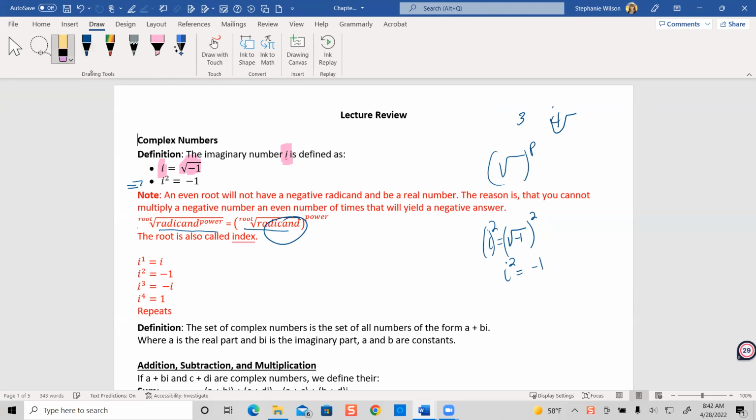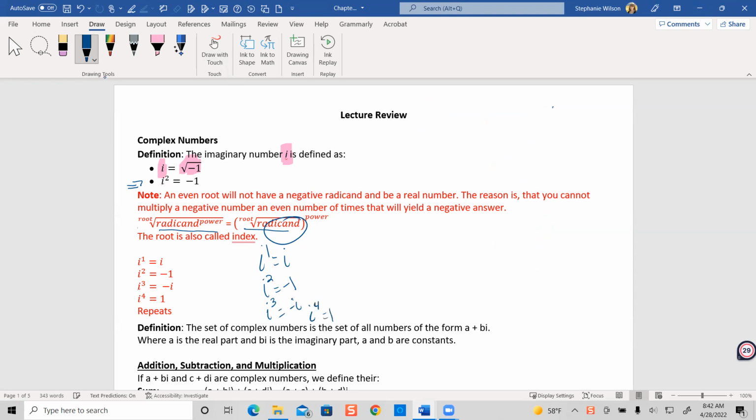So let's move on. Now let's talk about our notation here. i to the first is i, and i squared we've already figured out. It's -1. i cubed is -i. i to the fourth is 1. And anything after that repeats. So how do I know it repeats? i to the fifth is i, i to the sixth is -1, i to the seventh is -i, i to the eighth is 1. Repeats again. So this is telling me every fourth one, we're going to come out with the number 1.